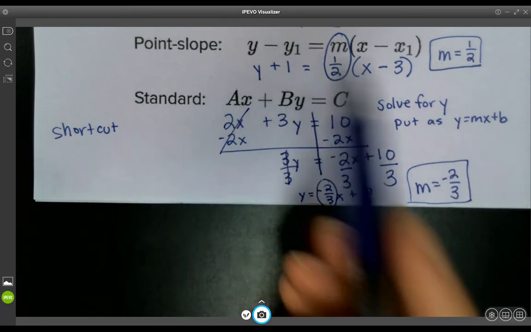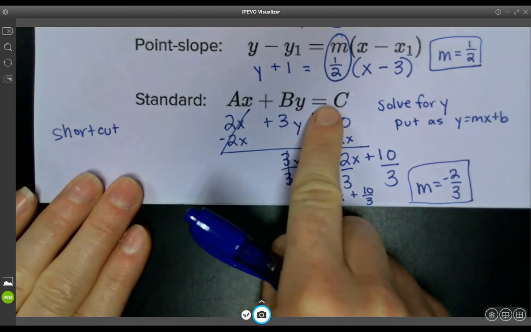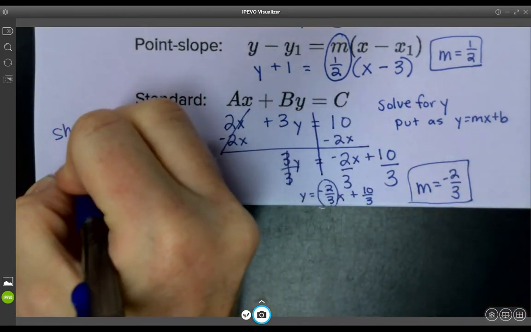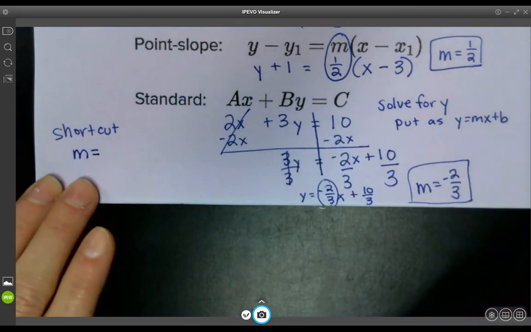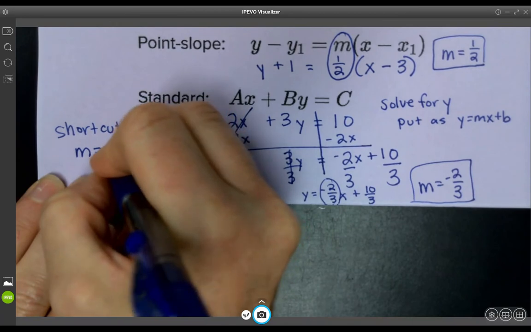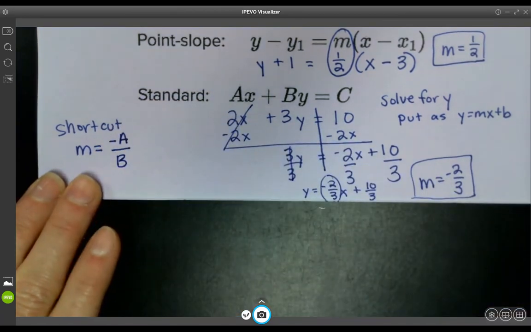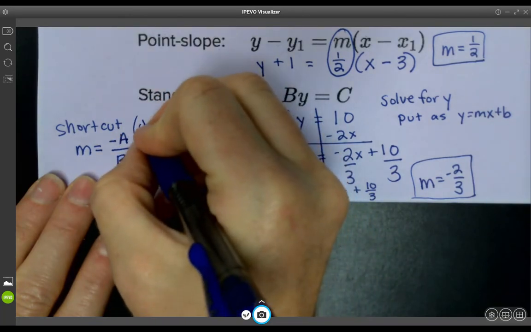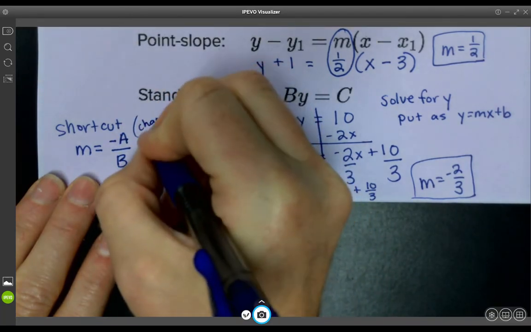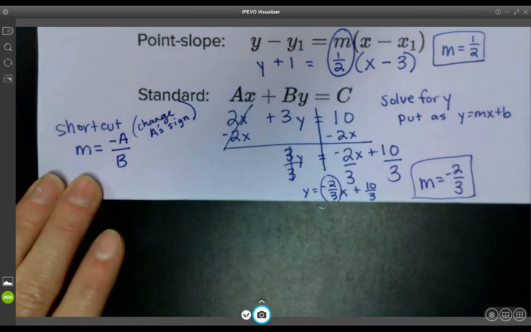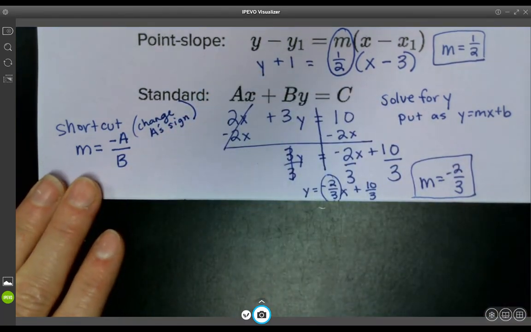But the shortcut is you look at the ax plus by equals c. The way you can find your slope is just by using a and b. It would be negative a over b. And what it means by negative a is change a's sign. So if it's positive, it becomes negative. If it's negative, it becomes positive.